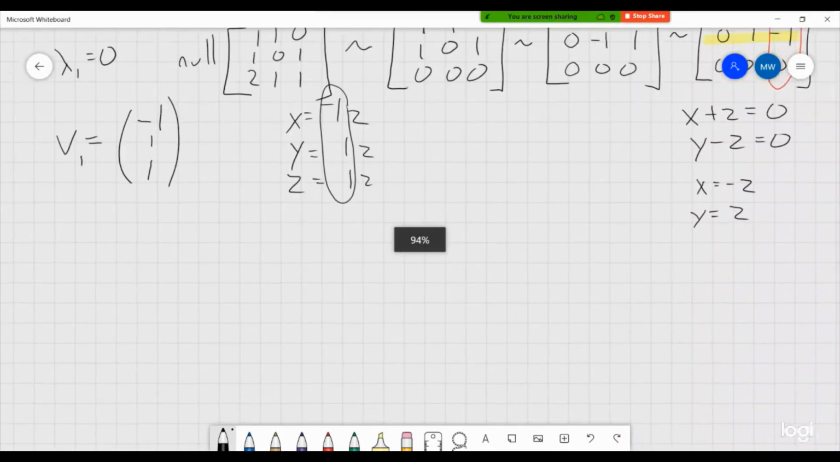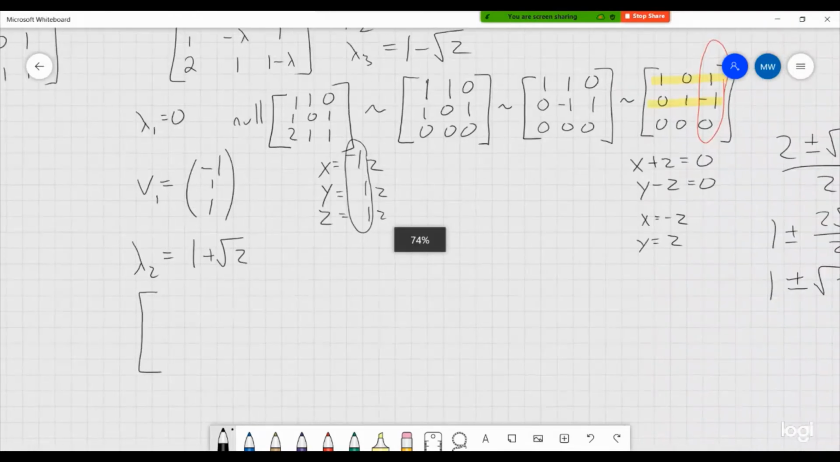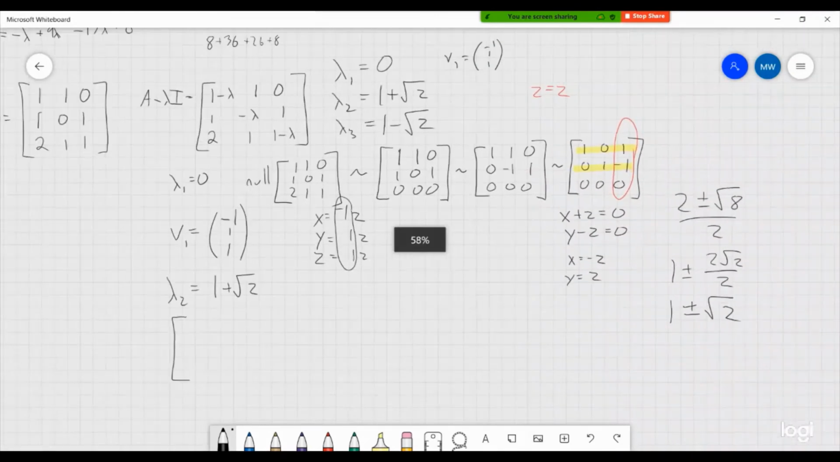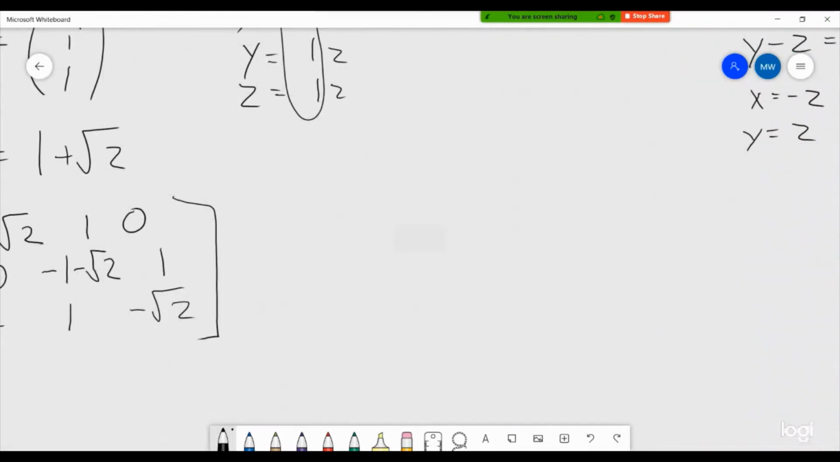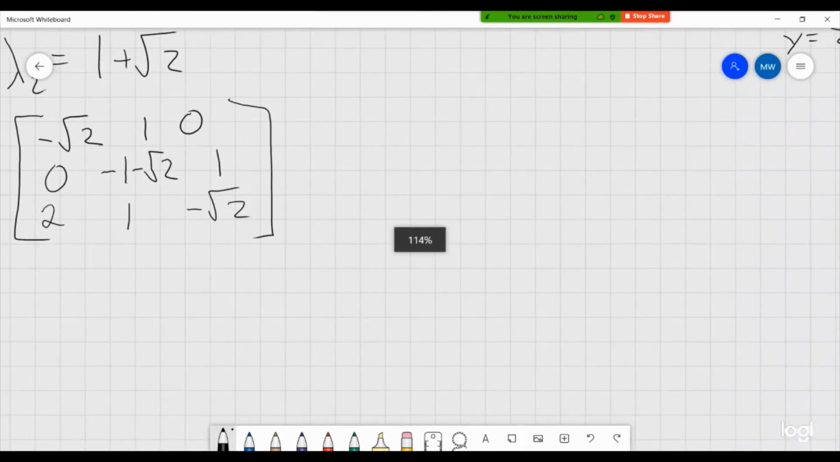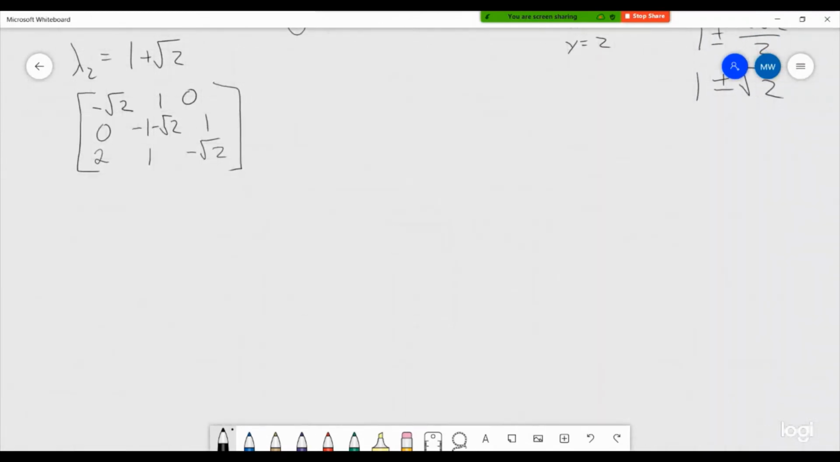So then let's do lambda 2 equals 1 plus the square root of 2. Let's see. Okay, so 1 minus lambda is going to be negative root 2. So we have negative root 2, 1, 0, 0, negative 1 minus root 2, 1, 2, 1, and negative root 2 again. For this one, we need to figure out how to row reduce that matrix to a point where we can find the vector as well.